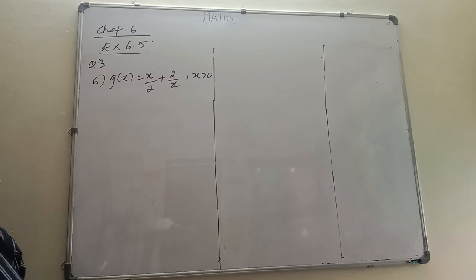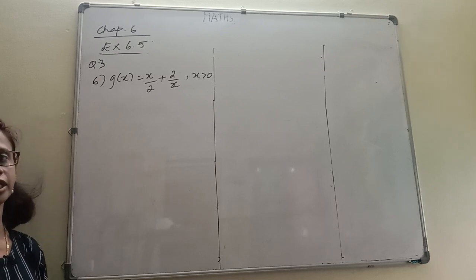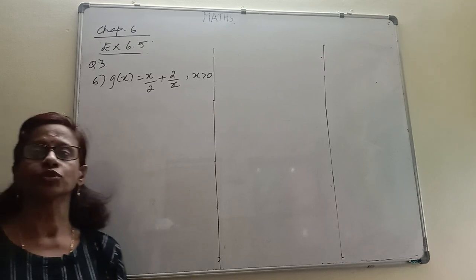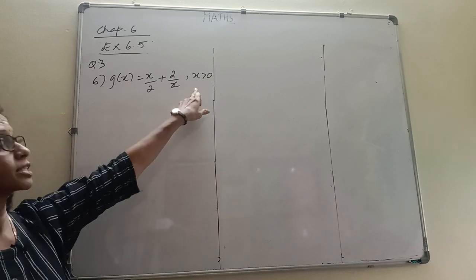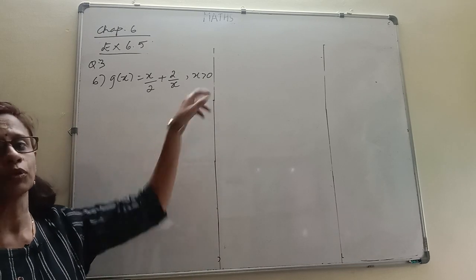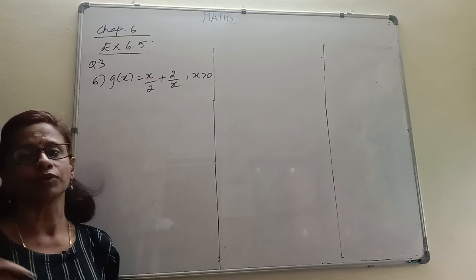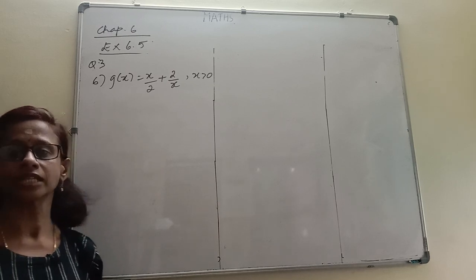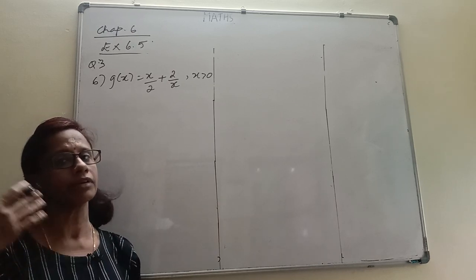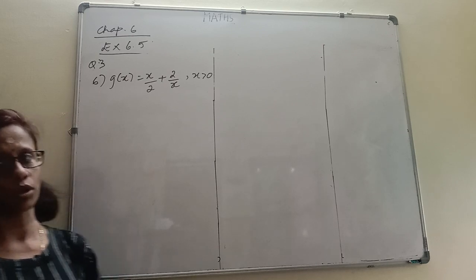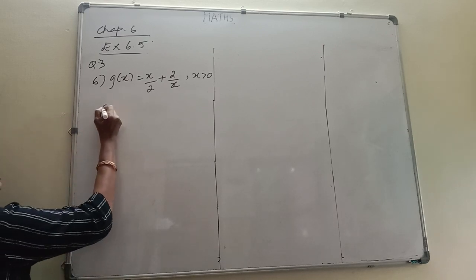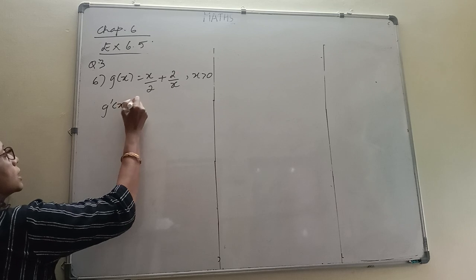We have g of x, the function given to us, is x over 2 plus 2 over x, but they give us a condition that x is positive. So they kind of give you the domain. So let us see now how we can work with this. As we always do, let's take the first derivative, let's take the second derivative and get the critical points and so on. So the first derivative is going to be g dash x.